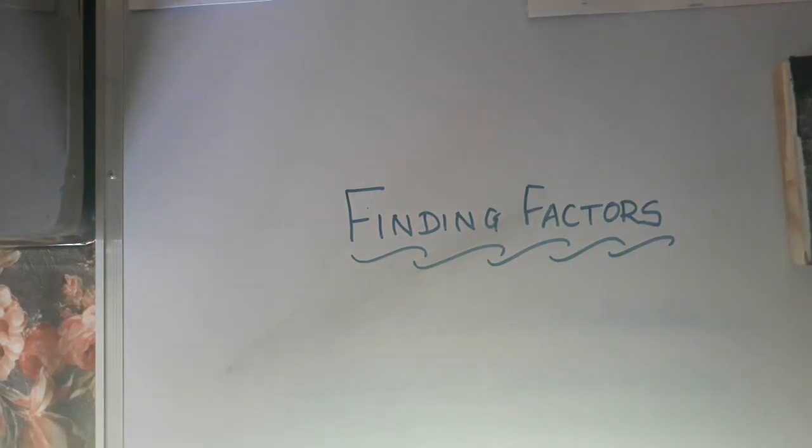Hello children, today we will learn about finding factors. Now, what is a factor and how to find a factor? That is, you have to find the exact divisor of a particular number. That is, if you are asked to find the factors of 24, then you have to think that 24 is divisible by which numbers. It should be exactly divisible. Exact divisors you need to find.